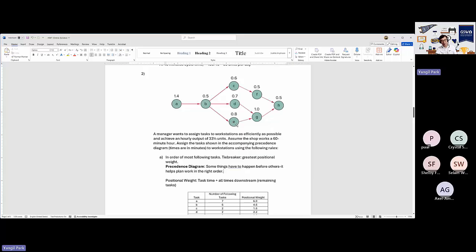So if you look at the numbers here, between C or E, if you go C, positional weight is 1.6, right? If you add them up. If you look at this way, which is E, you got, what is it, 1.8, 2.3. So the position E has the higher positional weight. So you want to go that way rather than task C. So that's what I mean by tiebreaker, then you choose the greatest positional weight. So that's how you're going to approach this question.